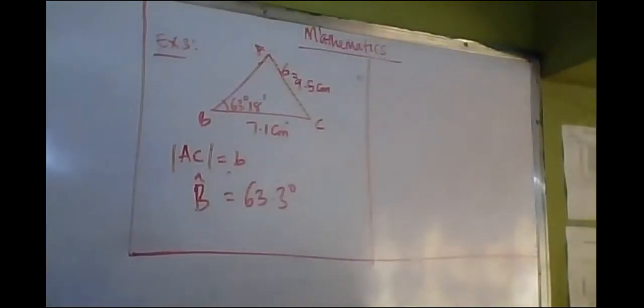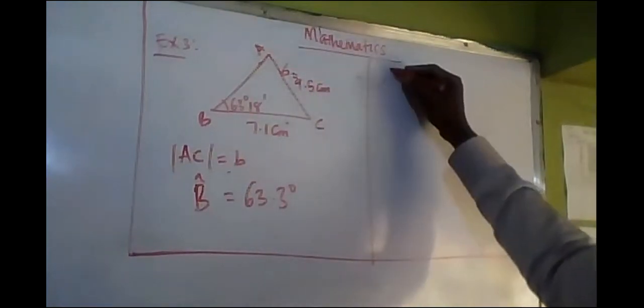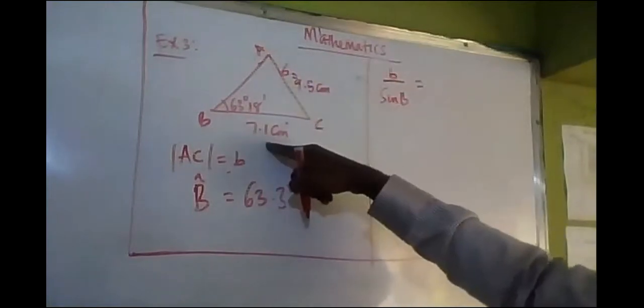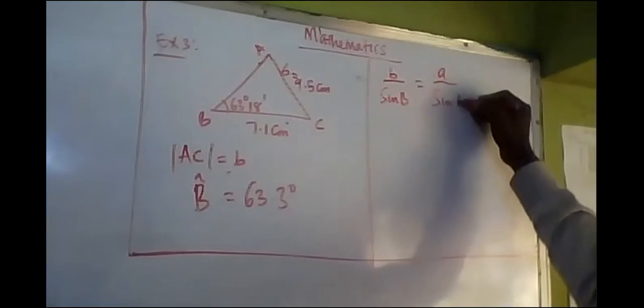So we have that now. So which one are we going to solve now? Let's look at it very well. If we are going to solve this, of course, we know that B should be there because B is complete. Small b over sine B is equal to what was given to us? A. So we can get A. Small a over sine A.